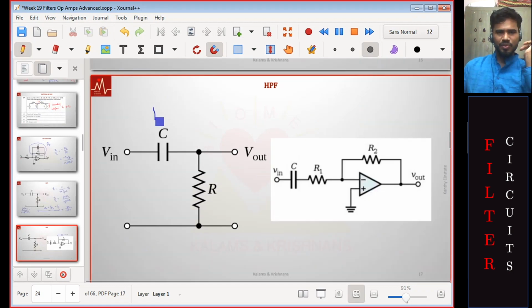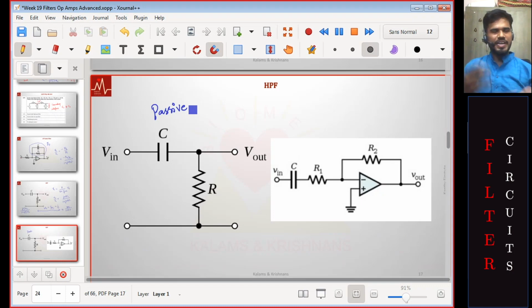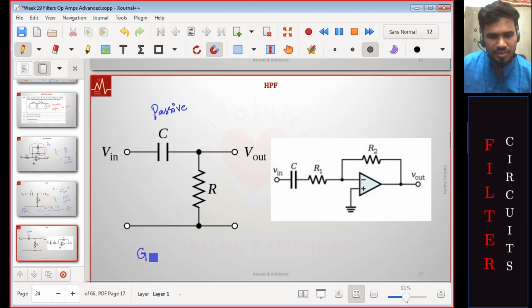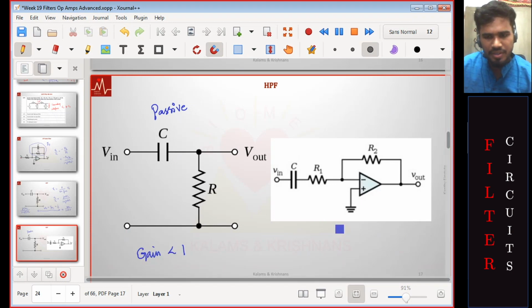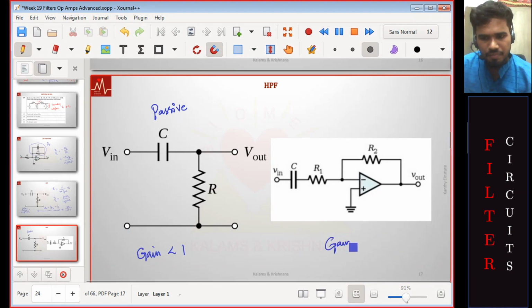So this is passive, not good. One is interference between input side and output side. Second is inability to generate gain greater than 1 here. Gain is always less than 1. Here gain can be greater than 1. This is active.